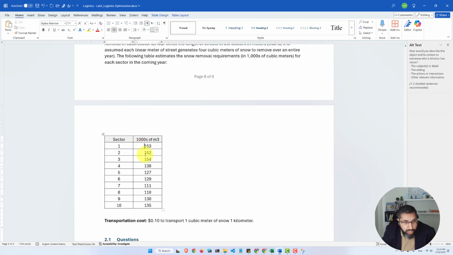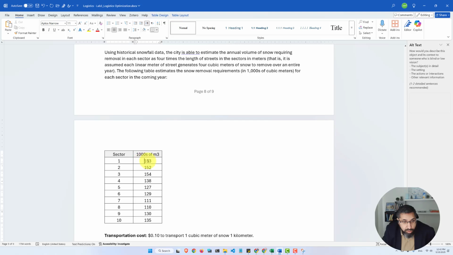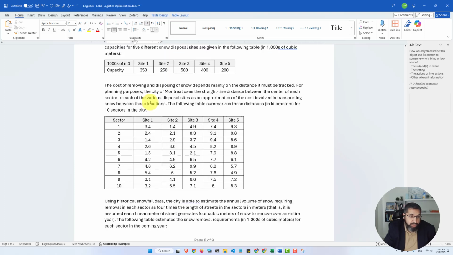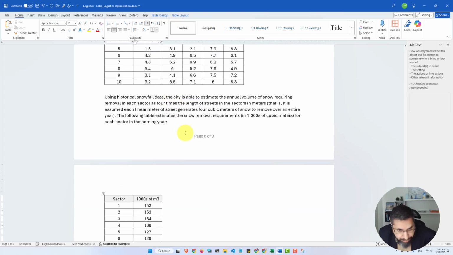So this is like our supply in a way, because when you're picking up stuff, the snow is your supply. You have to pick up all of it. You have to use up all of the snow and move it to these sites, and the sites have a capacity, so they can't receive more than the capacity, but they can receive up to the capacity.